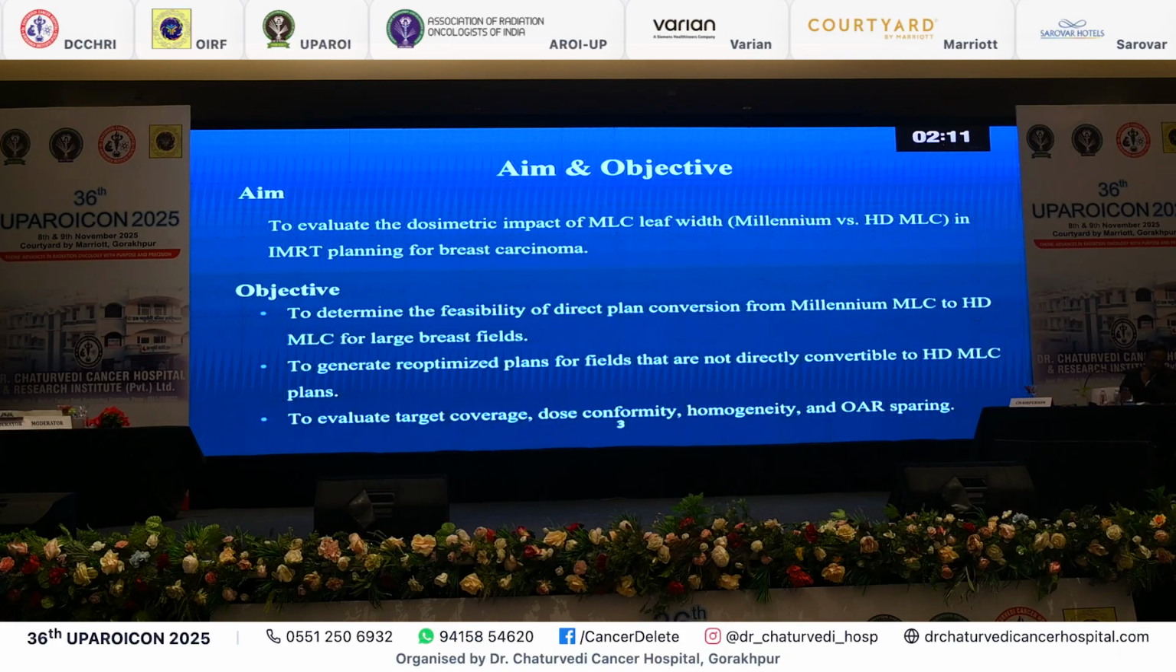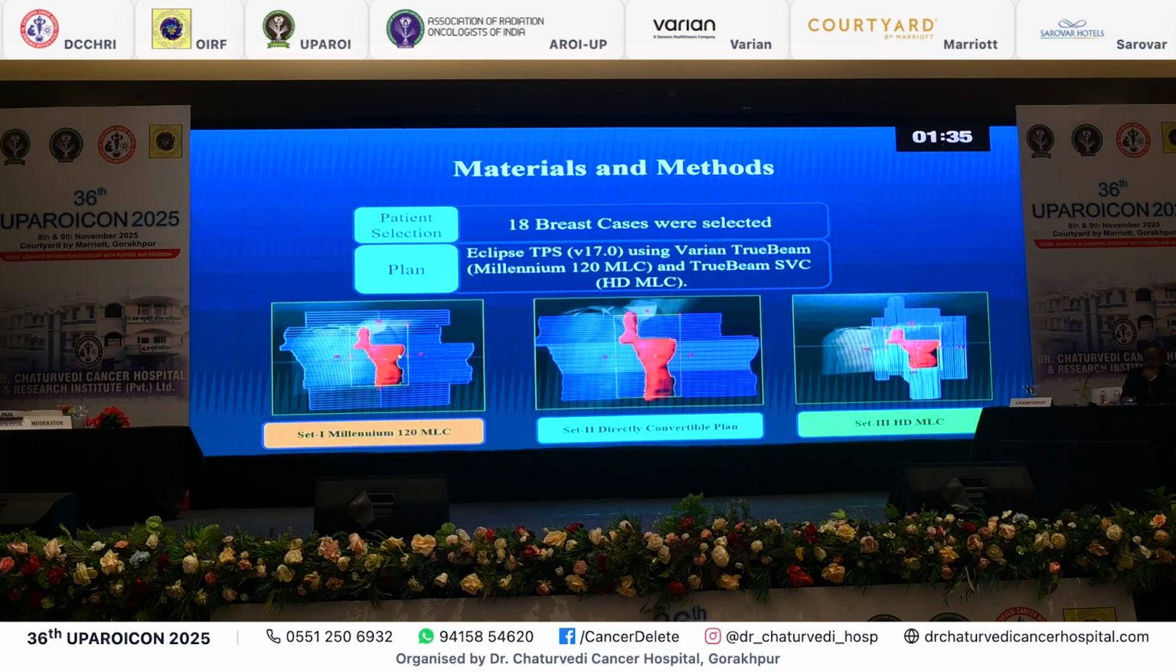So, the aim of the study is to evaluate the dosimetric impact of MLC refit, Millennium and HDMLC, in IMRT treatment planning for breast carcinoma. The main objective of this study is to determine the feasibility of direct plan conversion from Millennium MLC to HDMLC for large breast fields, and also to generate re-optimized plans for the fields which cannot be directly converted, and to evaluate the target coverage, dose conformity, homogeneity index, OAR sparing and normal tissue doses for these two plans. This study includes 18 breast cases.